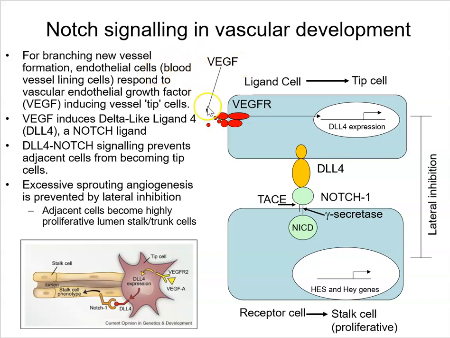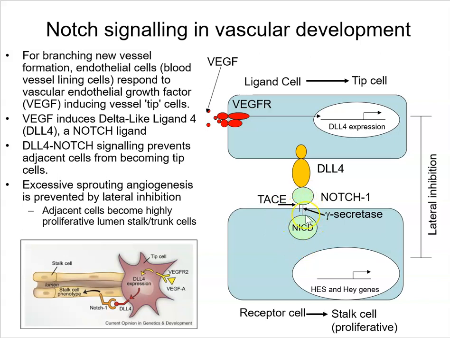So some cells have secreted some VEGF because they're hypoxic. That lands on an endothelial cell, and it binds to the vascular endothelial growth factor receptor. That signalling drives this cell to become a DLL4, Delta-like ligand 4, expressing cell. Delta-like ligand 4 is expressed on the cell surface. That will bind to Notch 1 on all adjacent cells. And in binding DLL4 to Notch, we get this enzyme called gamma secretase that cleaves the Notch intracellular domain. There's another one here called TACE, but don't worry about that one.